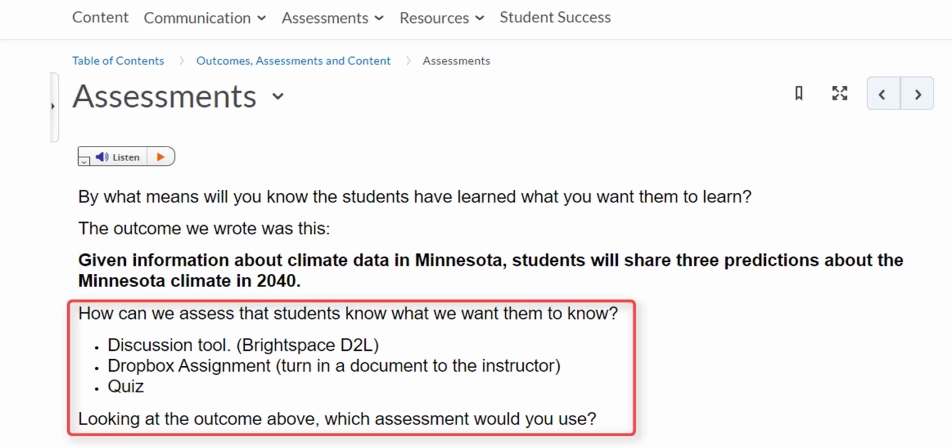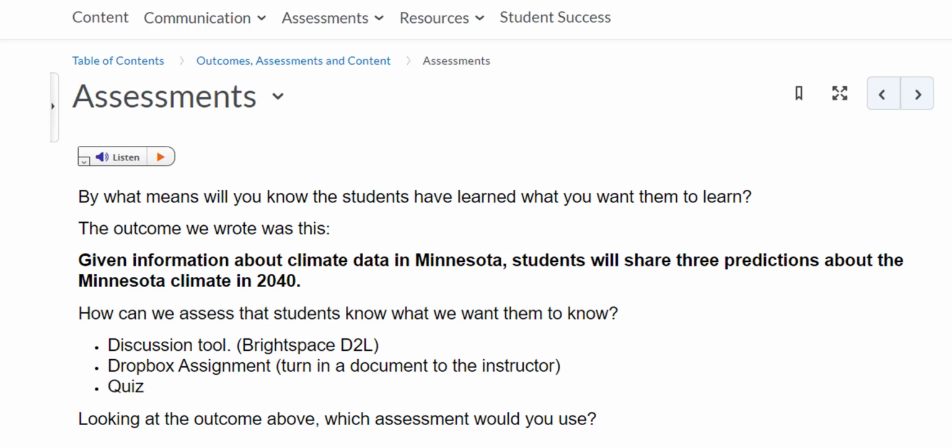In this instance, I may want all my students to see each other's predictions, so I would create a discussion in Brightspace D2L for students to share their predictions. If I didn't want them sharing with others, but just sharing with me, I would create a Dropbox assignment for students to share their document with their predictions. With this outcome, I would not use a quiz.